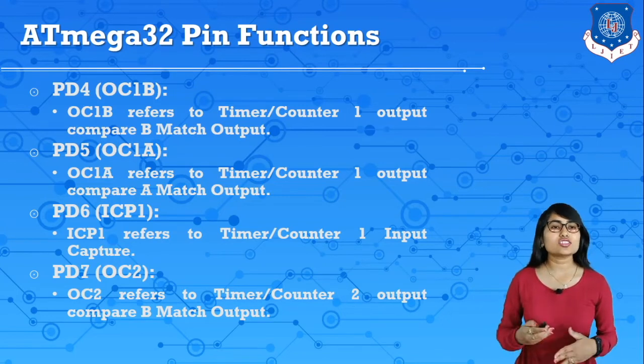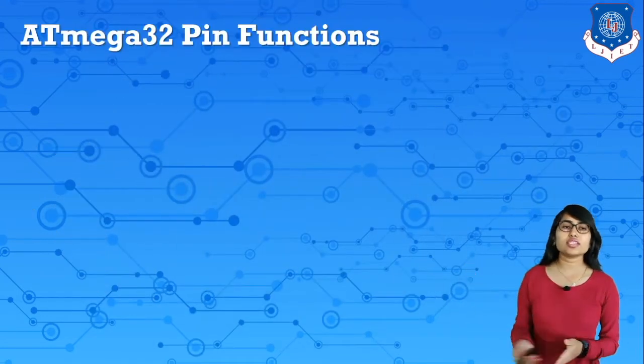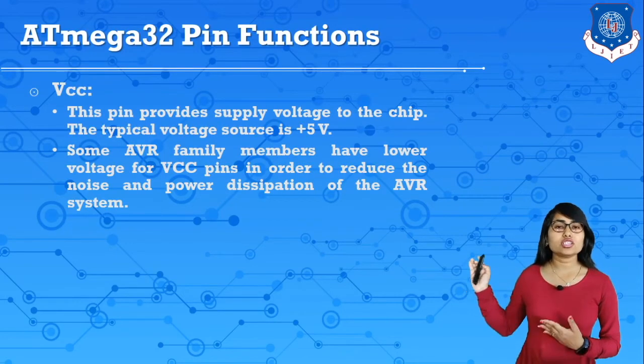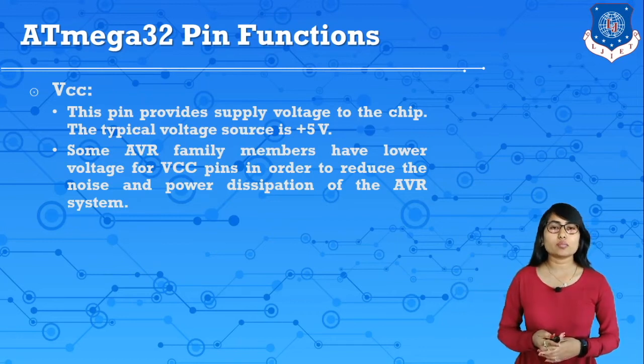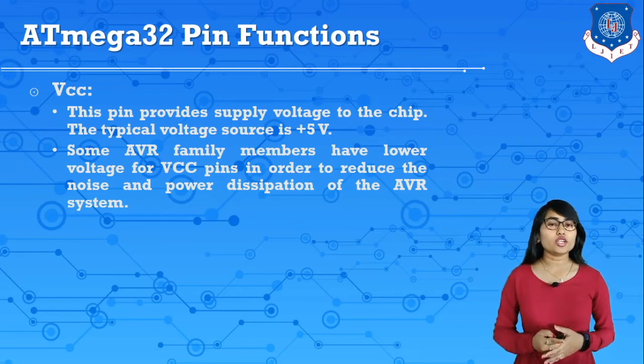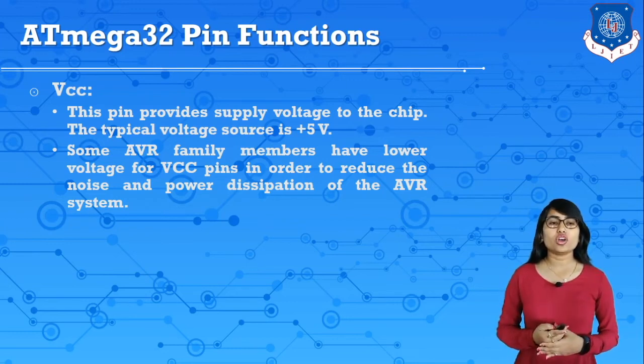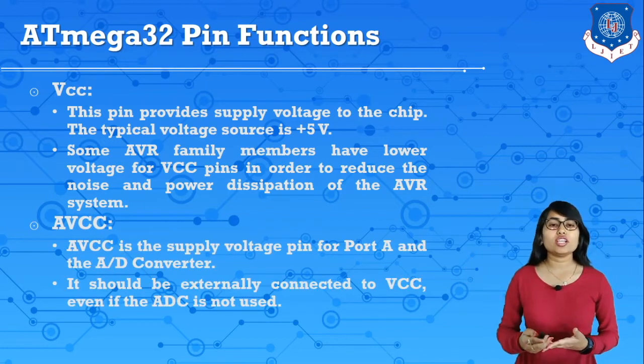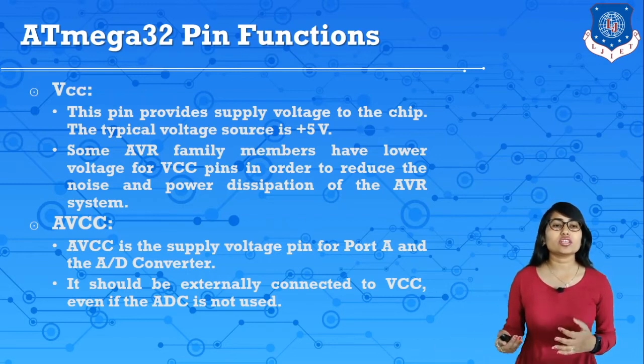Now let's discuss the rest of the pins. Here we have VCC. The VCC pin is for supply voltage. This pin provides supply voltage to the chip. The typical voltage source is plus 5 volts, and some AVR family members have lower voltage for the VCC pins in order to reduce the noise and power dissipation of the AVR system. Then AVCC is the supply voltage pin for port A and the A to D converter. Whenever the A to D converter is used, this AVCC voltage is used.